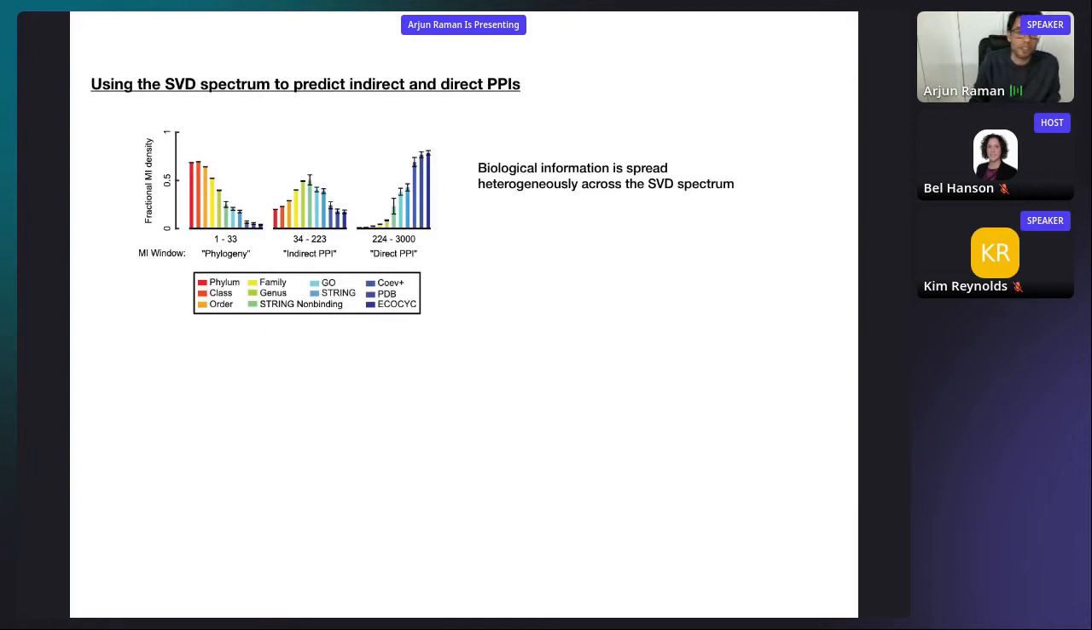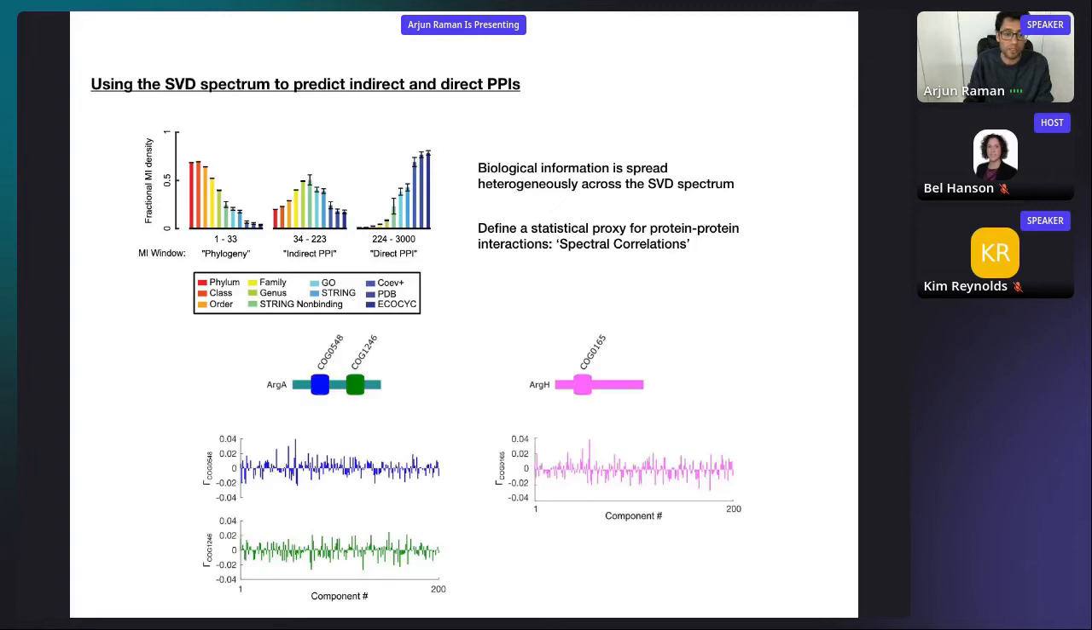So the way we did this was by leveraging the fact that the biological information that we tried to find across the SVD spectrum is spread heterogeneously. So for instance, what we found is that phylogeny is mostly enriched in components 1 through 33, that indirect protein-protein interactions found in STRING and GO are mostly enriched from components 34 to 223, and for direct from 224 to 3000. So we defined a metric for protein-protein interactions called spectral correlations. One can think of this as a statistical proxy for whether or not two proteins statistically interact with each other. Now, what do we mean by spectral correlations?